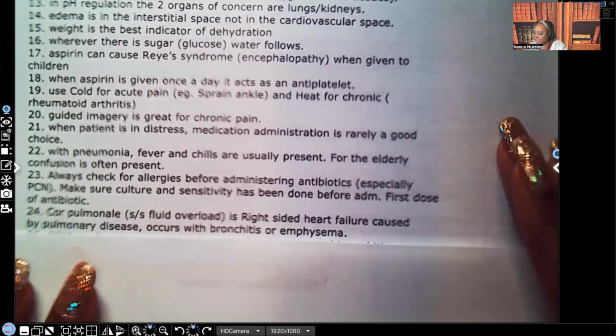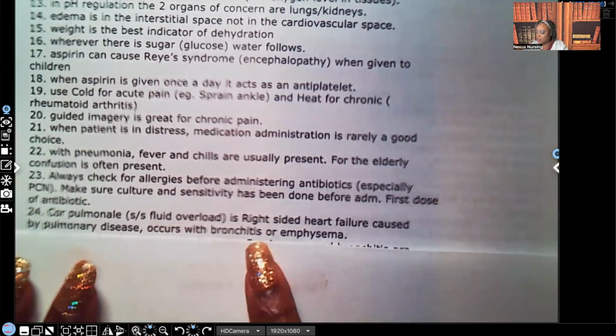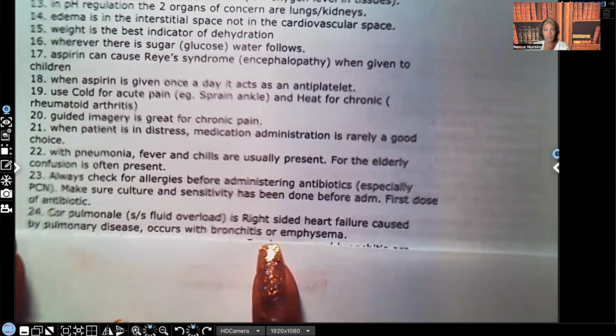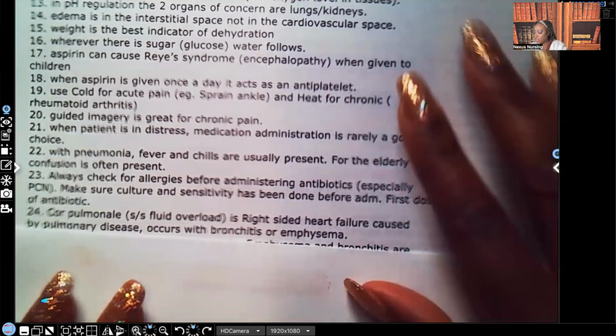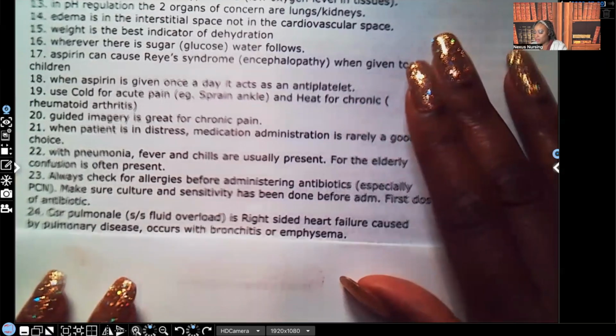Okay. The second thing I want to bring to your attention is bronchitis and emphysema. These are part of COPD. Asthma is not. Asthma is at least partially reversible. COPD and bronchitis is not. That's very important for you guys to know. Something else I'm going to bring to your attention, since we're talking about bronchitis and emphysema anyway.